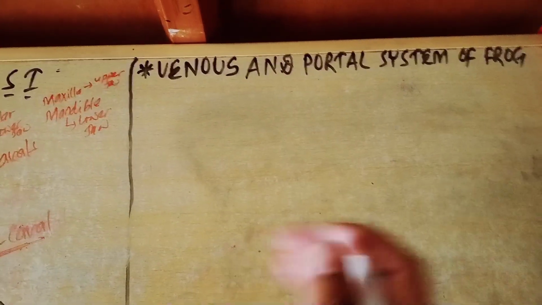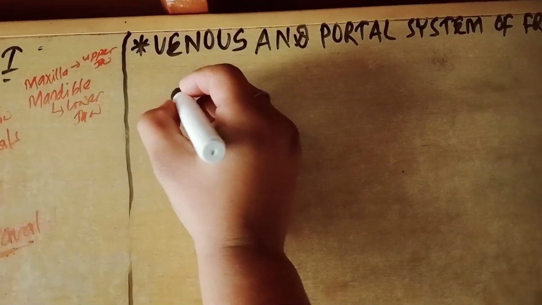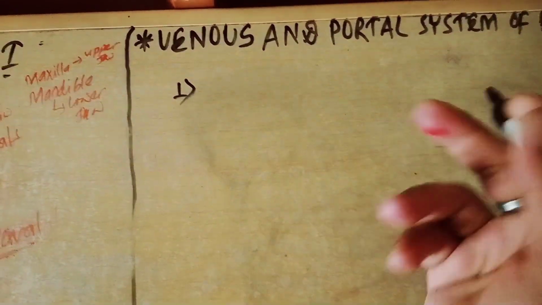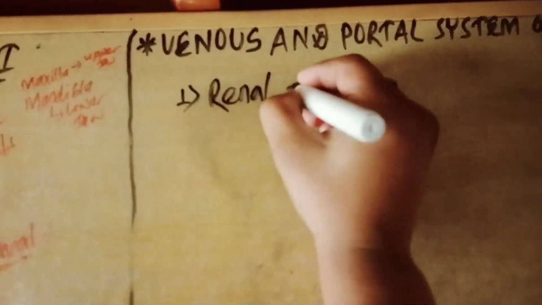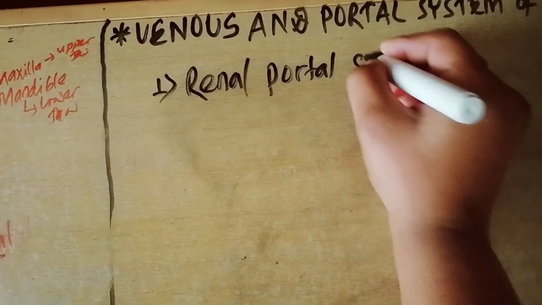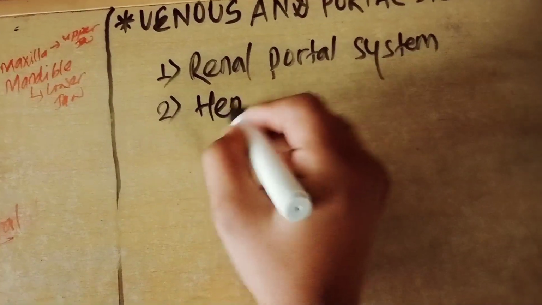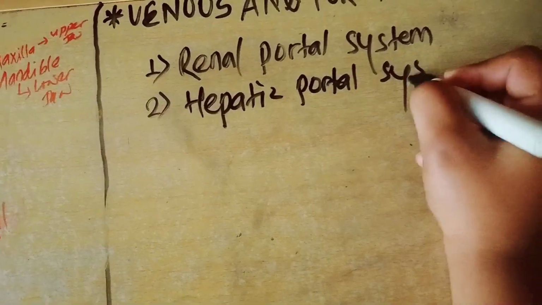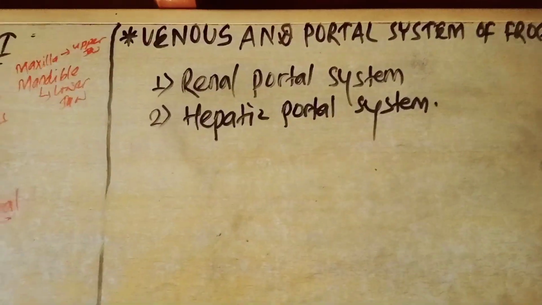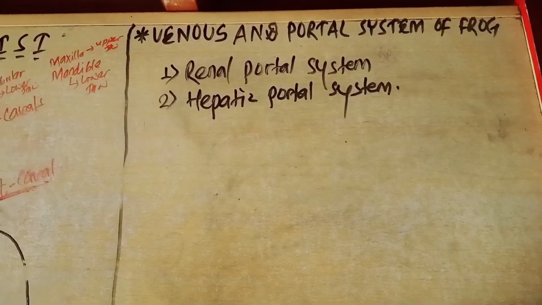So this is the second part of the video. After the venous system, we are going to read about the portal system of frog. So frog has both renal and hepatic portal system. Portal system has no trick. It is simple and only we have to remember 2-3 names. So let's go and understand in figure.